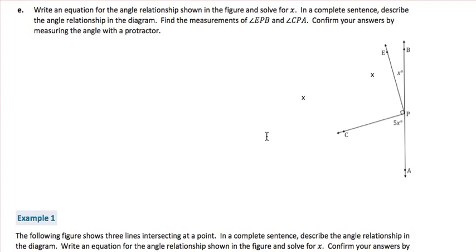In figure E, they're asking us to write an equation for the angle relationship in this figure and solve for x.